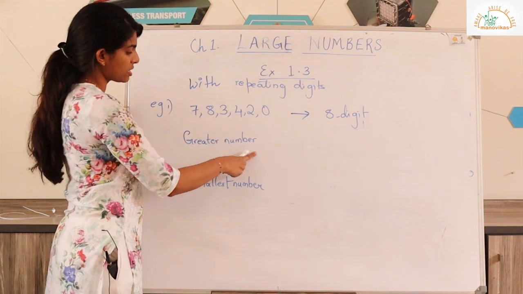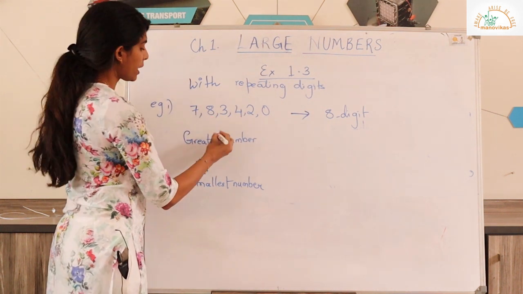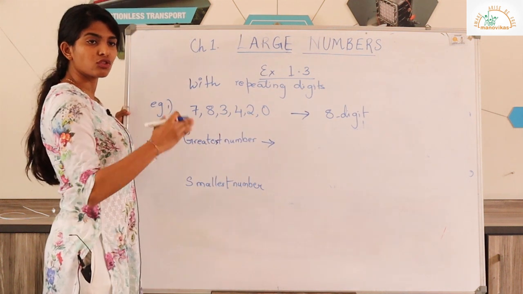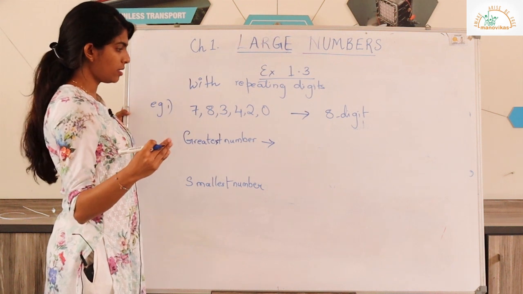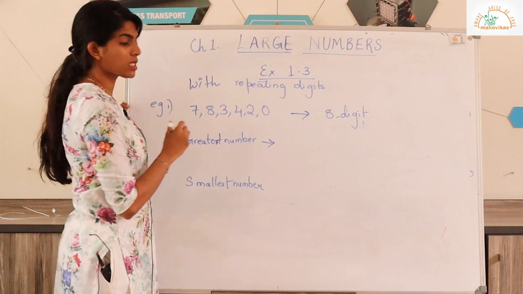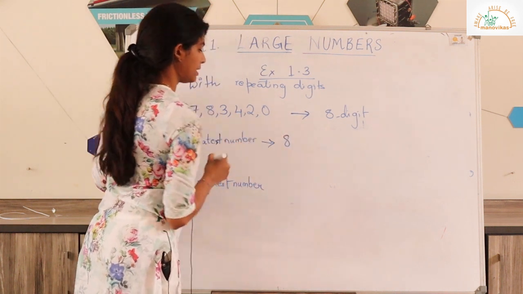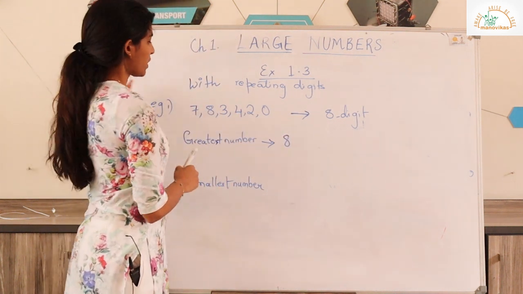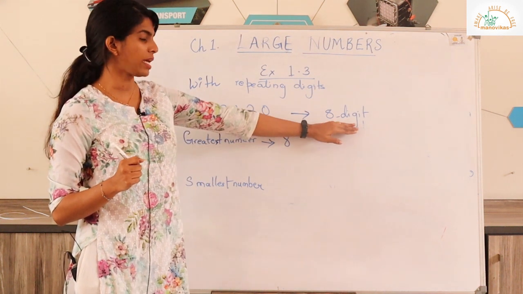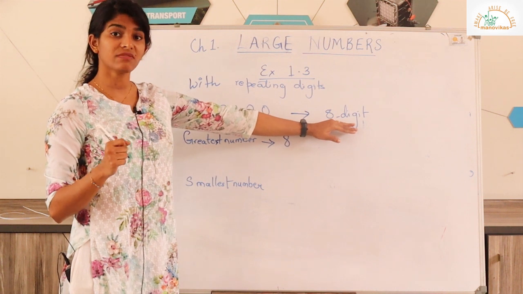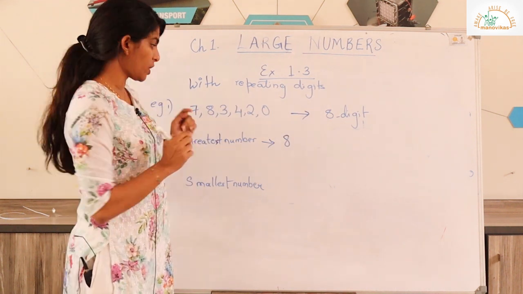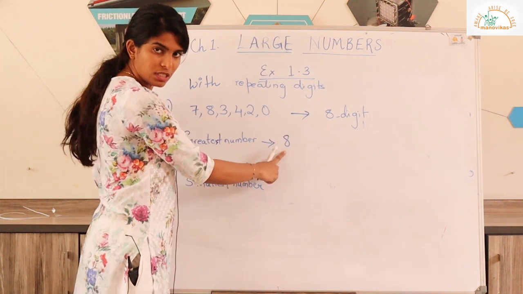Now we have to make the greatest number first. Greatest number means we have to write in descending order. Which number will come here first? Yes, we will have 8 here first. Now you know there are 5 digits, and we have to make 8 digits. So we have to add 2 more digits to make it an 8-digit number. So I write 8 first.